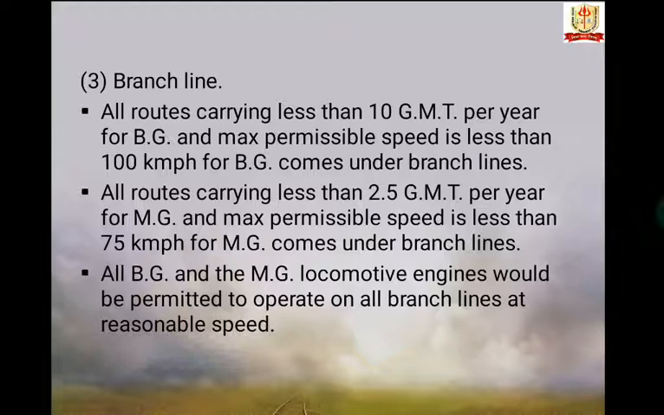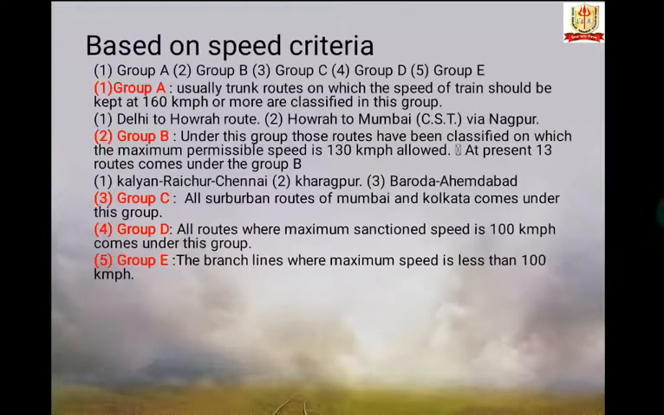Broad gauge and meter gauge locomotive engines will be permitted to operate on all branch lines at a reasonable speed. No new rails will normally be used on branch lines. Now next we see the classification based on speed criteria.